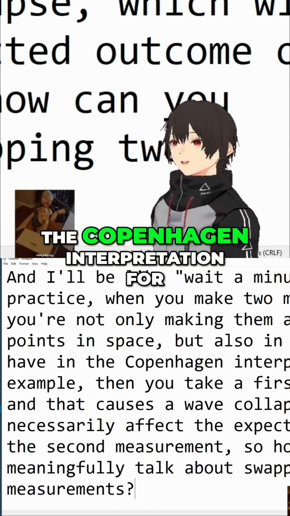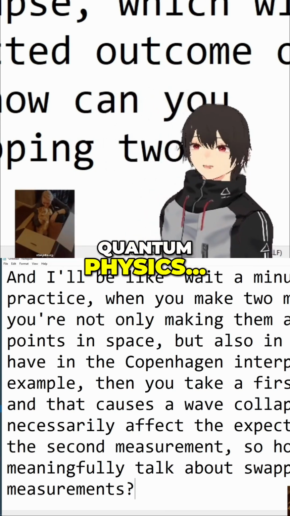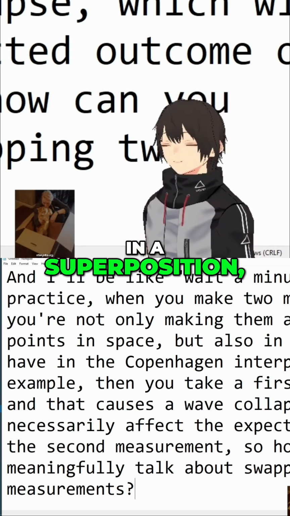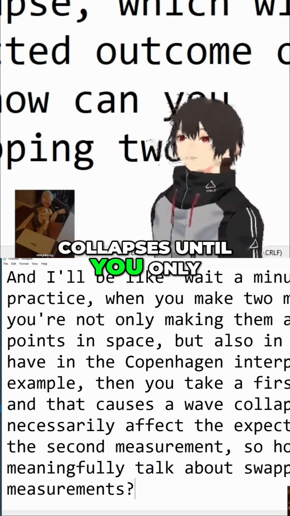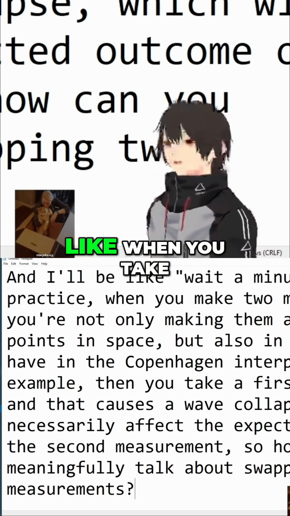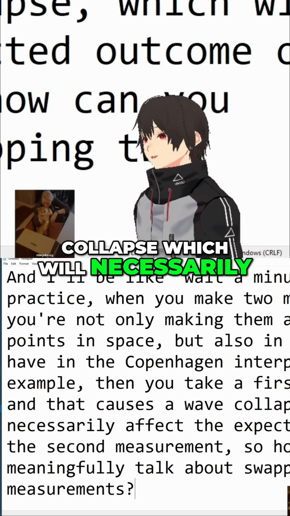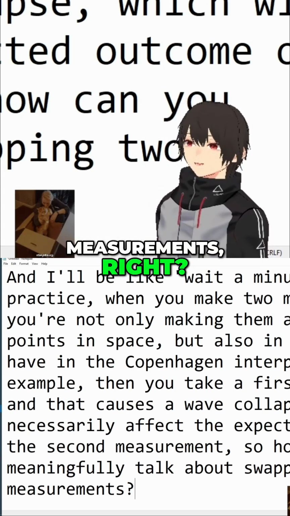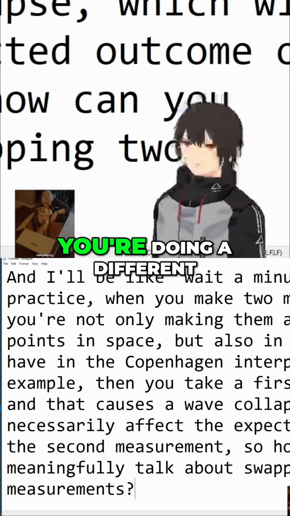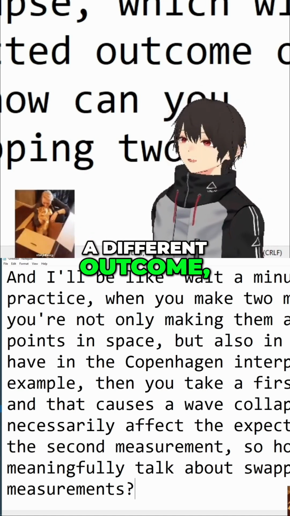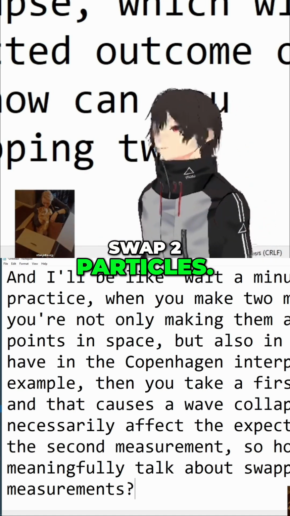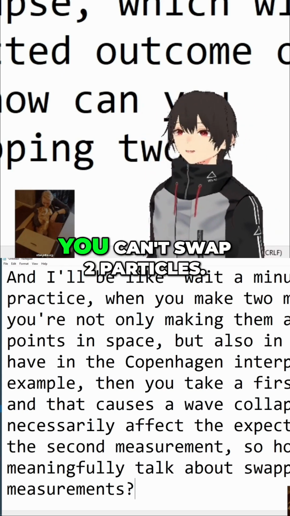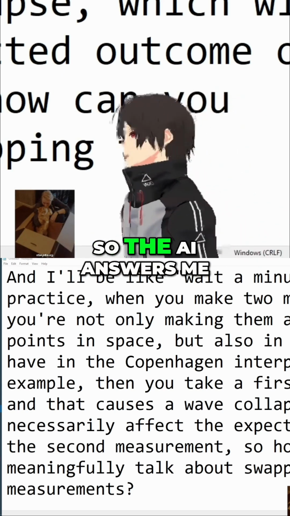And then if you use the Copenhagen interpretation for quantum physics, that's the idea that there's a wave collapse. When you measure something, particles are in a superposition, then you measure something and it collapses until you only have one possible outcome. When you take the first measurement, that causes a wave collapse, which will necessarily affect the expected outcome of the second measurement. So how can you talk about swapping two measurements, right? If you're measuring them in a different order, you're doing a different experiment in a sense. So you should expect a different outcome, even if you could swap two particles. So what I'm basically saying is the intuition the AI is giving me doesn't prove that you can't swap two particles. So the AI answers me.